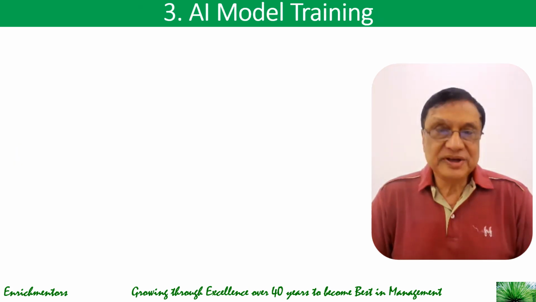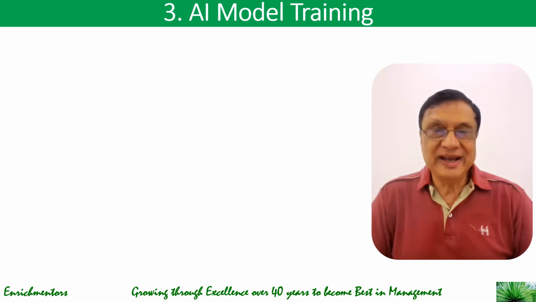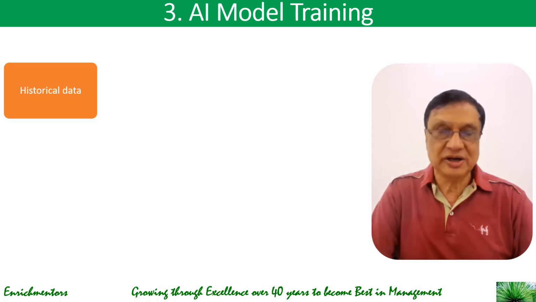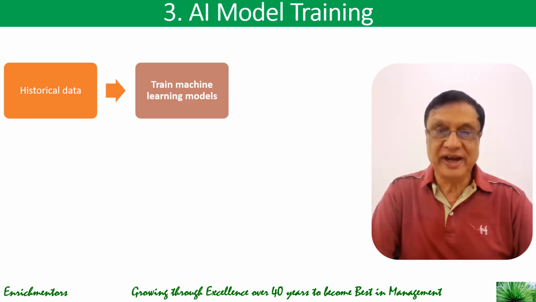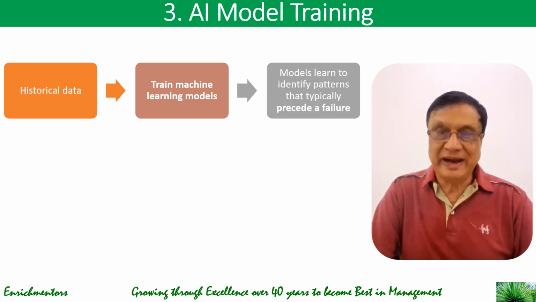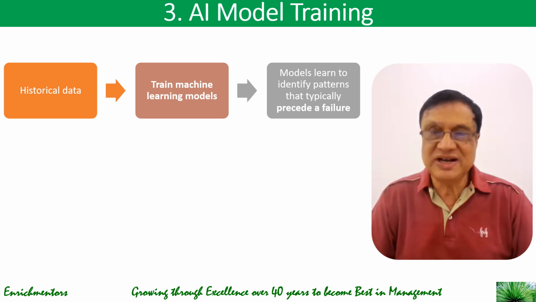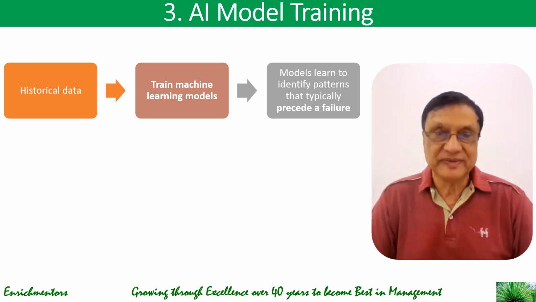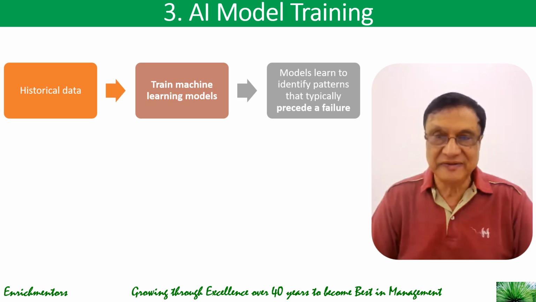The third step, very critical, is to train an artificial intelligence model, an AI model. And how do you do that? You have historical data about the machine, from the sensors that you have stored, and that is used to train the machine learning models. Now, what these models are, we will talk about. These models learn to identify patterns that typically precede a failure. Say, for example, a certain vibration pattern that occurs before a motor burns up. And like this, these patterns are identified.